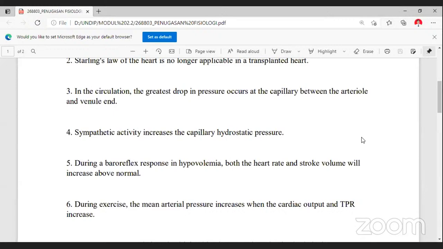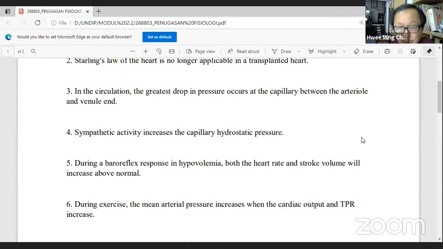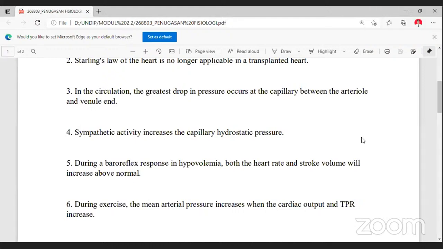Okay. I think sympathetic activity will increase the heart rate through the mechanism of increasing calcium influx and funny channel flow. So the stroke volume, cardiac output and total peripheral resistance increase, and blood pressure increases. That's all. Thank you. So in other words, you think the answer is true. Is that correct? Yes.